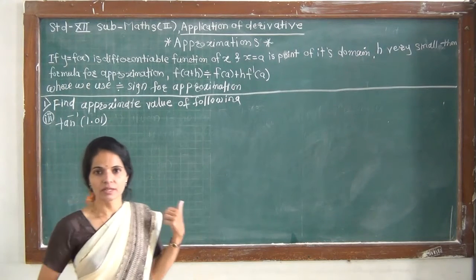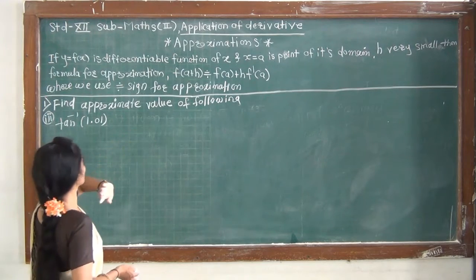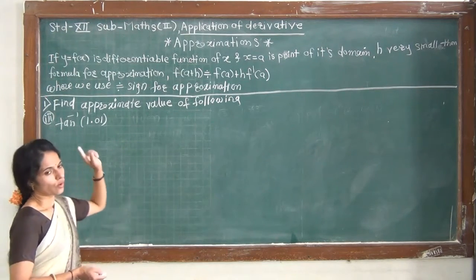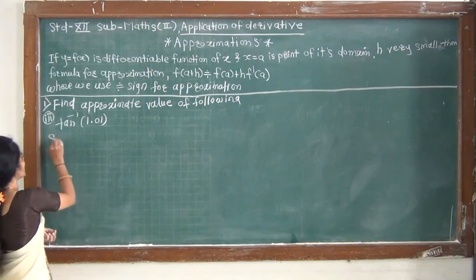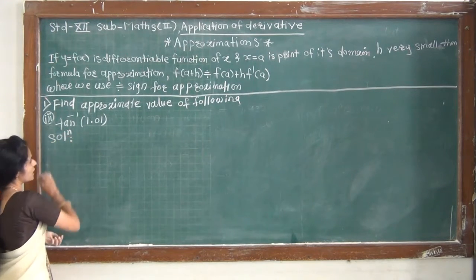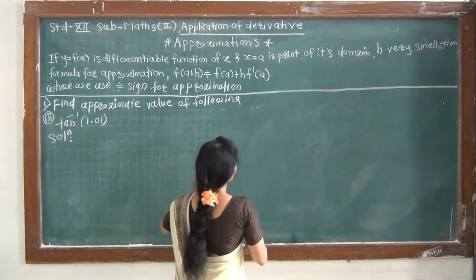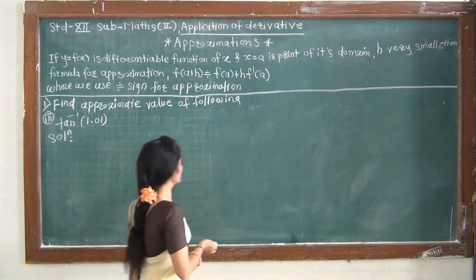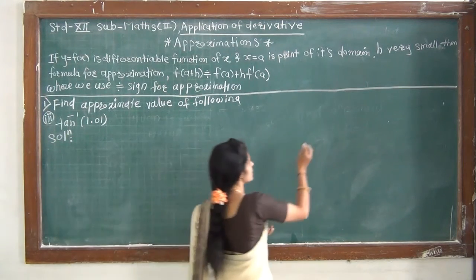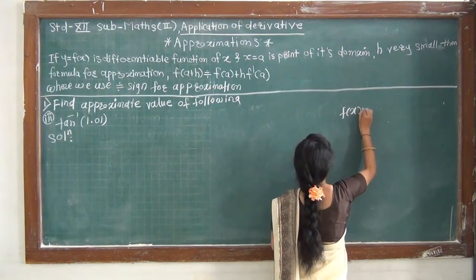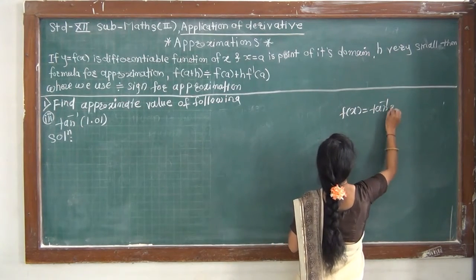Let me start our third example. In the third example, we have to find the approximate value of tan inverse of 1.01. So before starting the solution, let me analyze what we have to do here. If there is an identity with tan inverse of 1.01, then we are examining a function f of x as tan inverse of x.